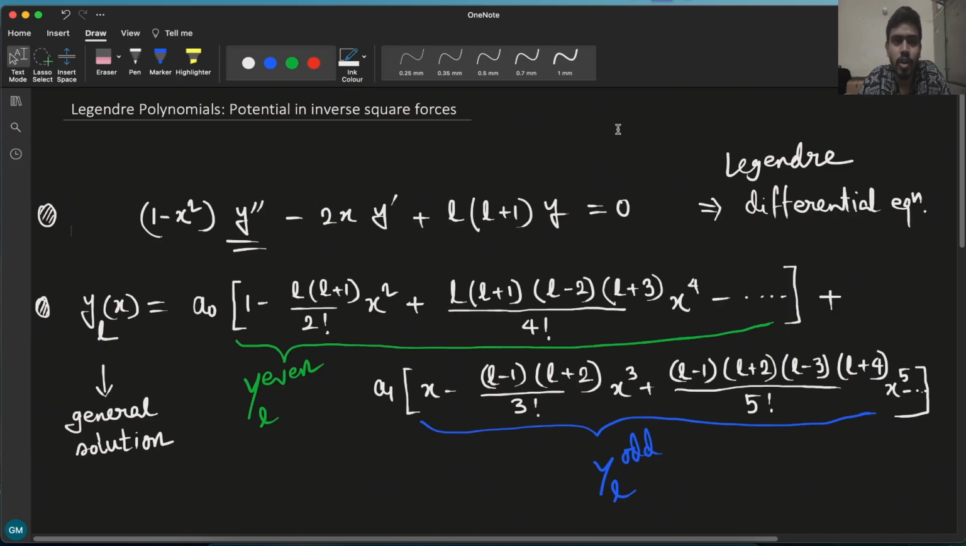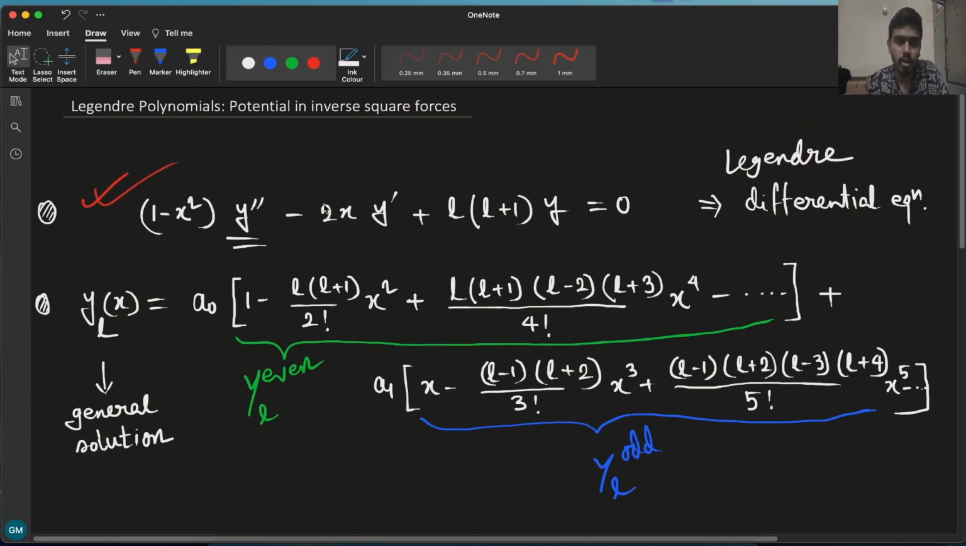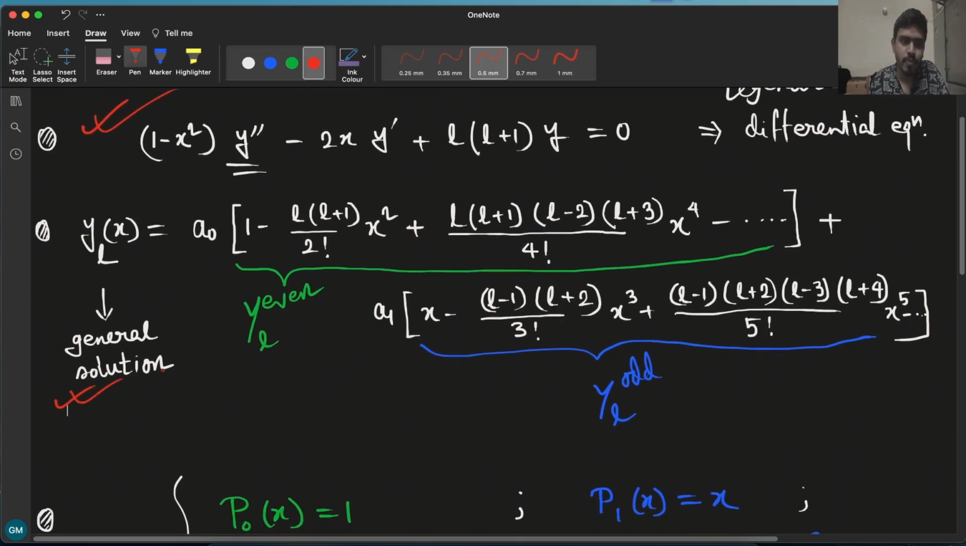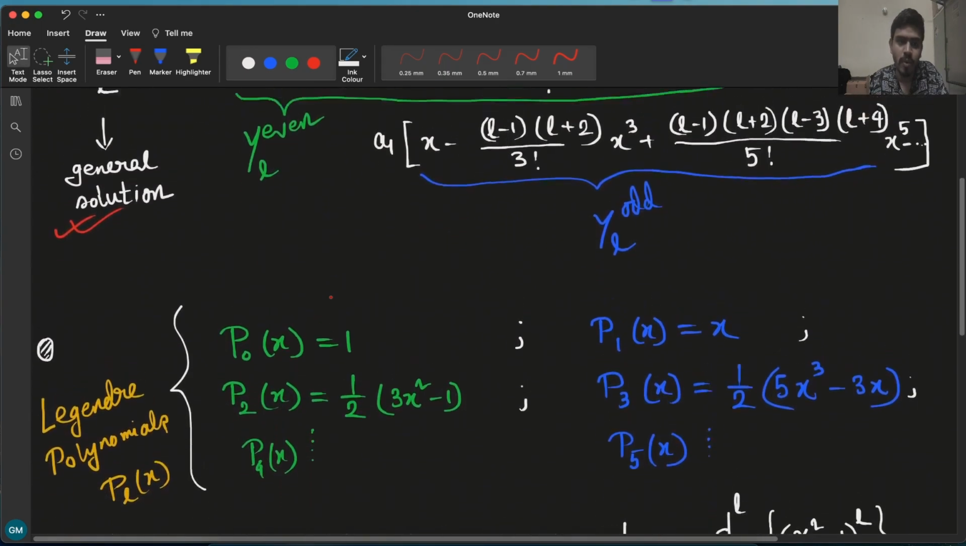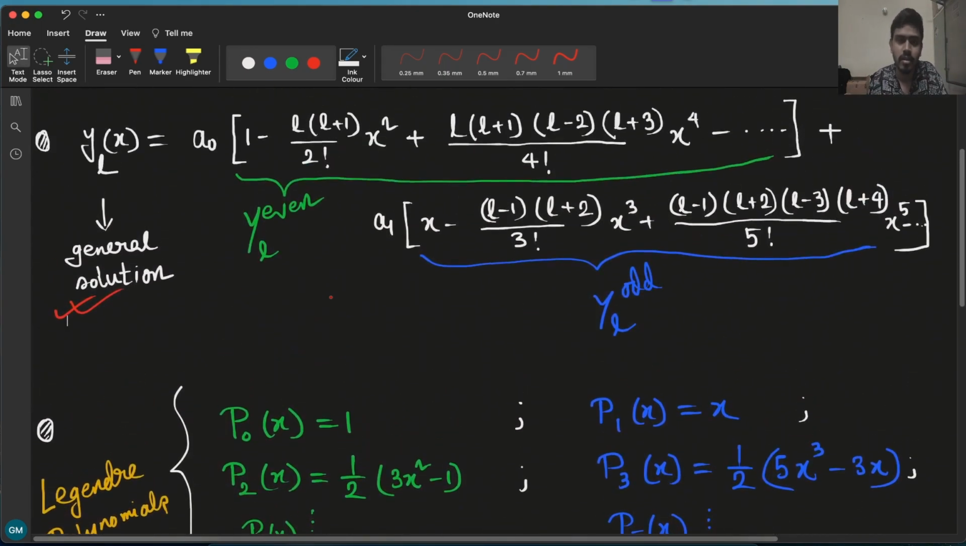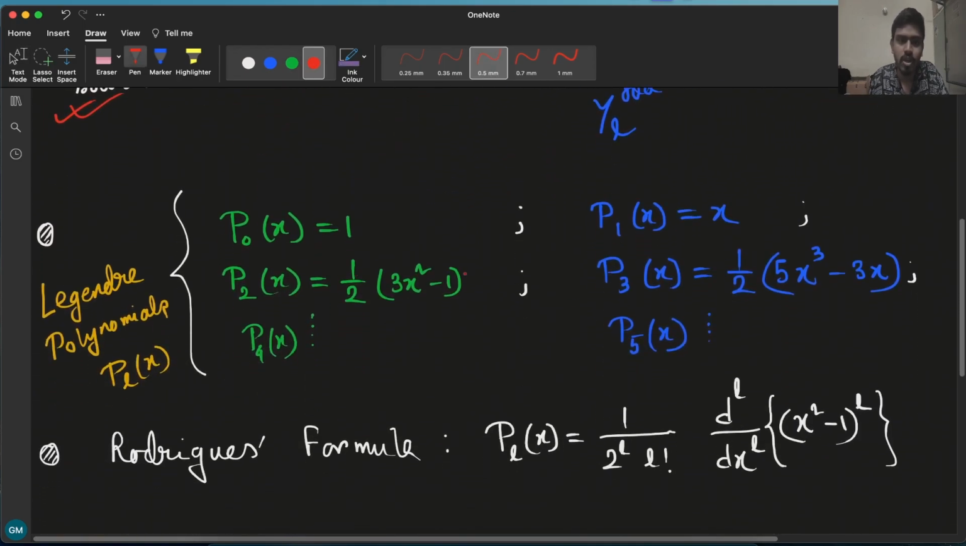Let me first summarize what we did in the past few classes. We started with the Legendre differential equation. We solved it and got the general solution, which is a linear combination of two linearly independent solutions, that is y even and y odd. Depending on integer values of a, we truncated these infinite series and got polynomials. Those we call the Legendre polynomials, denoted by P_L(x), where L goes from 0, 1, 2, 3, and so on.